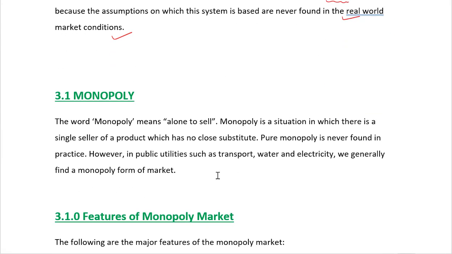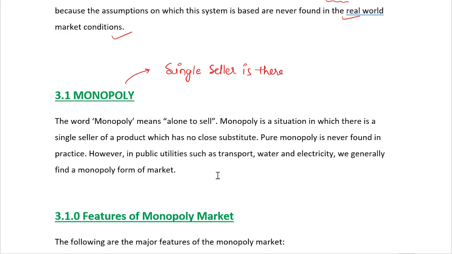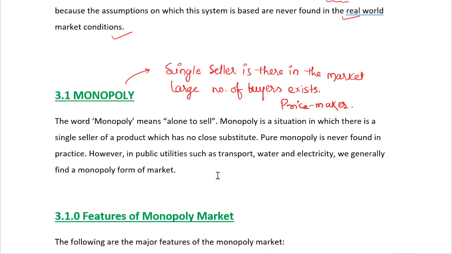Let's move to the next topic now, and that is monopoly. Monopoly is defined where a single seller is available in the market. A single seller is there in the market, and a large number of buyers exist. He is a price maker and not a price taker. The word monopoly means alone to sell.